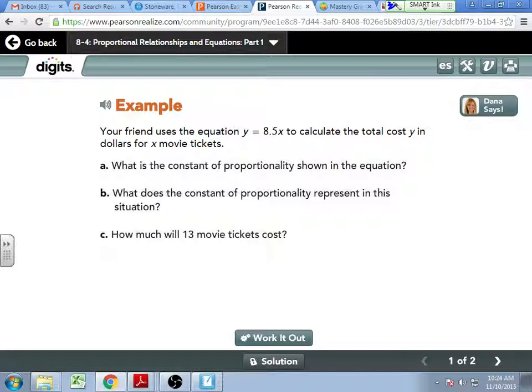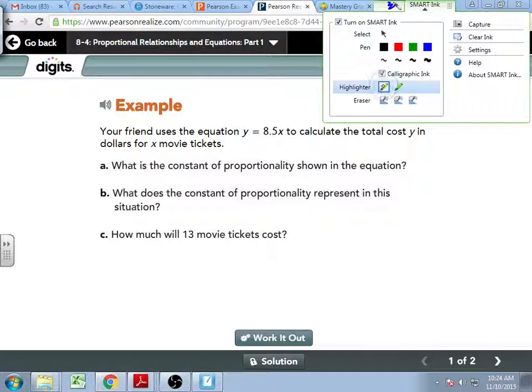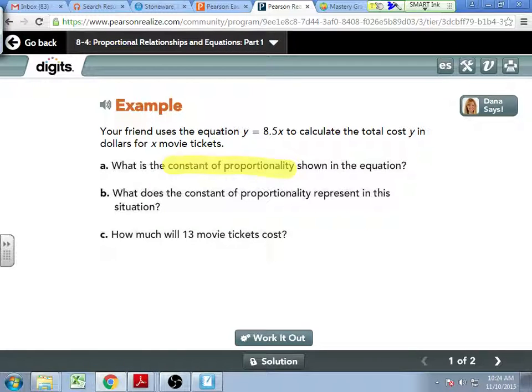So, your friend uses the equation y, the total cost, equals 8.5 times x. X is the number of movie tickets. What is our constant of proportionality in this situation? Not the whole class. Seth.